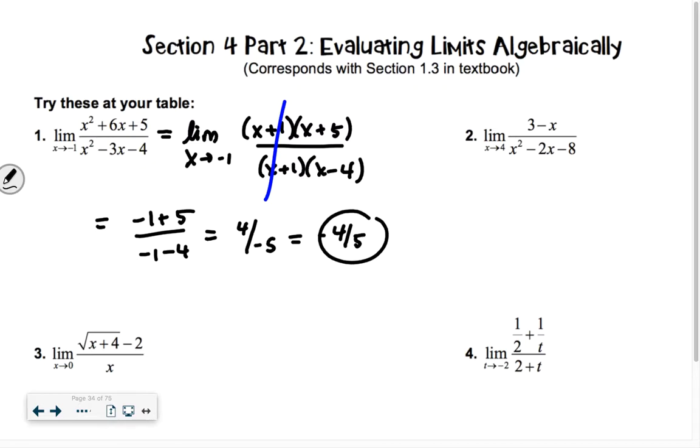So yes, the bottom does factor. It factors into x minus 4 and x plus 2. So it's definitely looking like there's an issue there, right? It does not exist or something like that. But we don't know. Maybe both go up to infinity or both go down to negative infinity. There's an asymptote there.